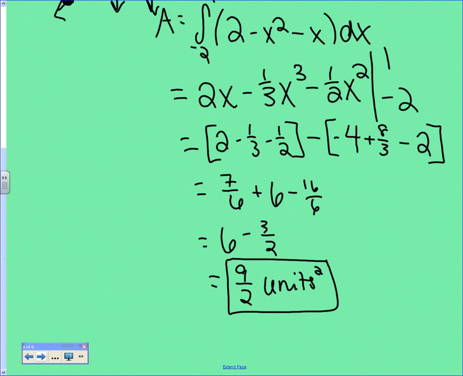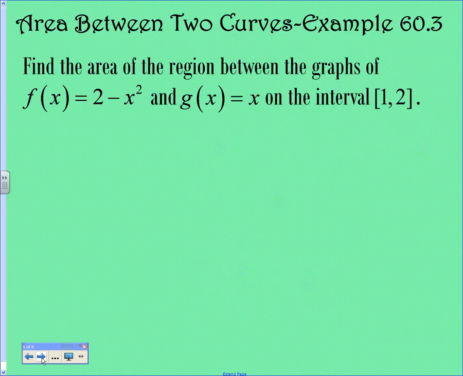And so you should end up with 4.5, which they're always going to leave as fractions, so 9/2. Any questions there? Okay. So let's look at another one.